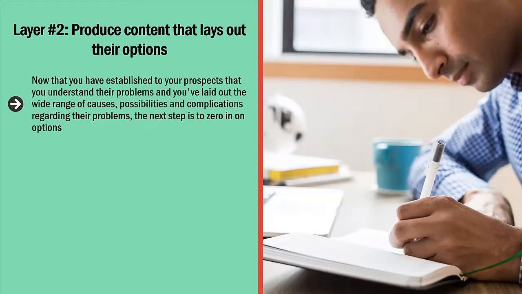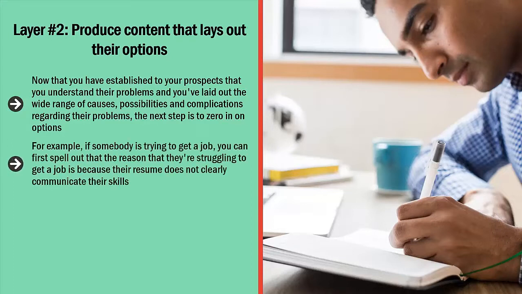Now that you have established to your prospects that you understand their problems and you've laid out the wide range of causes, possibilities, and complications regarding their problems, the next step is to zero in on options. These are possible solutions they can select, but you mention this in categorical terms. For example, if somebody is trying to get a job, you can first spell out that the reason that they're struggling to get a job is because their resume does not clearly communicate their skills. You can also lay out other possibilities, such as they may be applying to the wrong jobs. There might be a mismatch between the availability of jobs in their city and their qualifications.